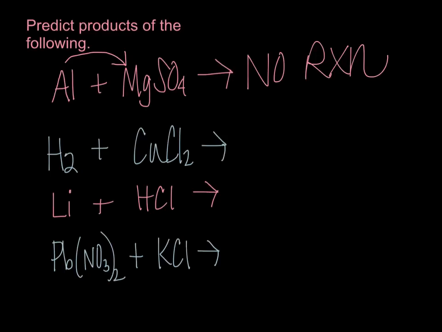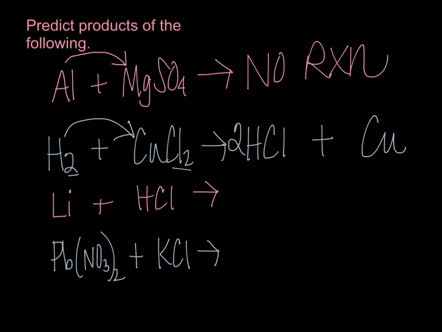Then we look at this next one, which is also a single replacement. Will hydrogen replace copper? It will, because hydrogen is above it. So it's going to kick copper out and join with chlorine. Based on their charges, hydrogen +1, chlorine -1, we would form HCl. When we kick copper out, anytime we write a metal by itself, it's just the symbol. Then we have to go back and balance this. 2 hydrogen and 2 chlorine is easily fixed by putting a 2 right there.